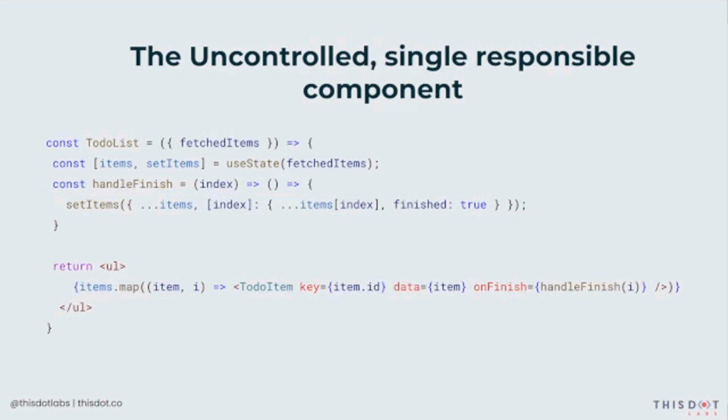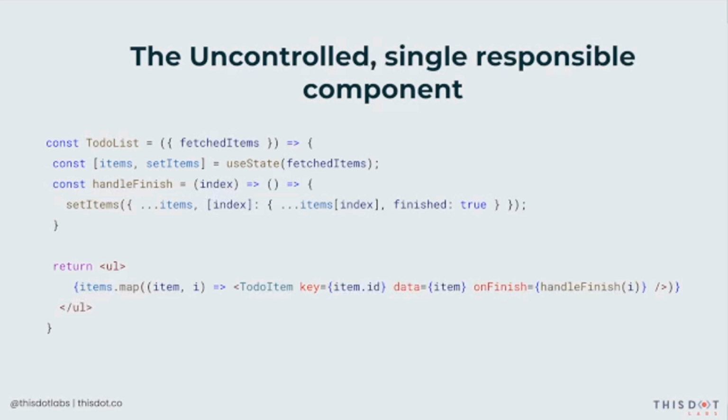We'll get back to that later. And finally, we have our rendering, which is basically rendering a new component, the to-do item, which knows how to render the to-do item, as well as how to determine whether the to-do item has been finished, has been done, and therefore remove it from the list.